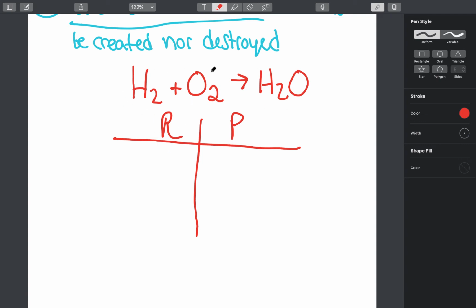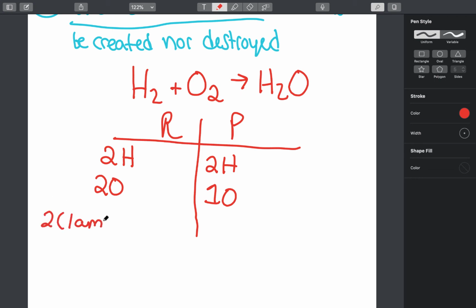So this equation is not balanced, and we can prove this by adding up the masses on both sides. So we have 2 H's on this side and 2 O's. We have 2 H's on the product side and 1 oxygen. So from this we can already tell that the masses aren't going to be equal, but let's just show it mathematically. So 1 hydrogen weighs 1 AMU, so 2 times 1 AMU, plus 2 oxygens, which weighs 16 AMU.